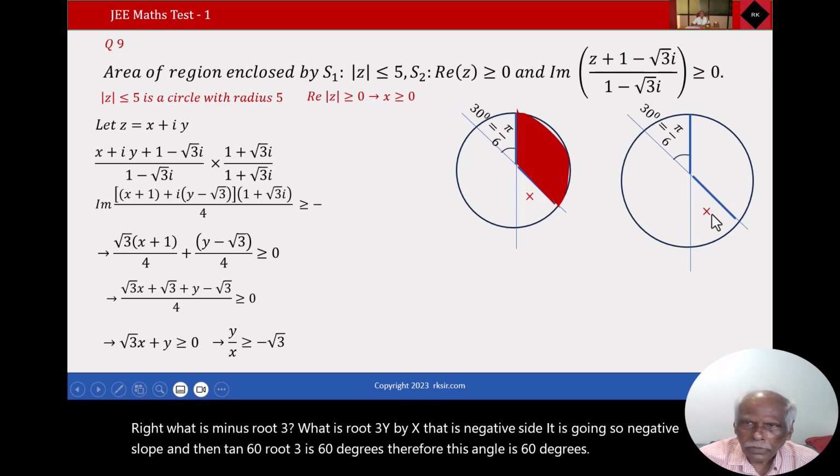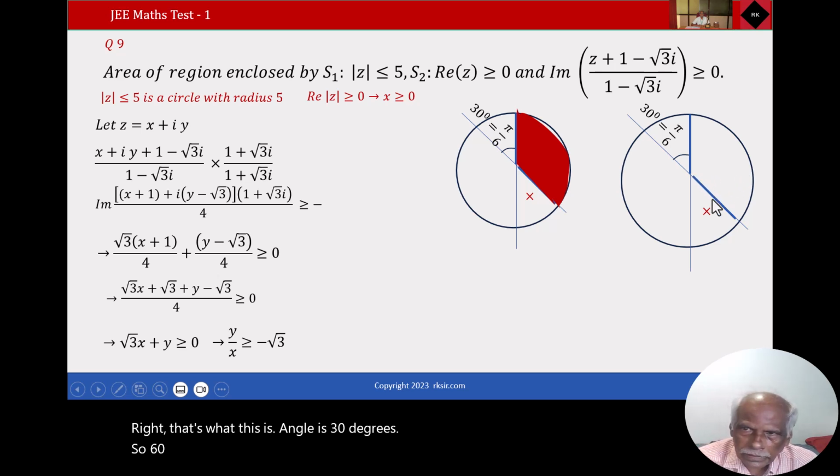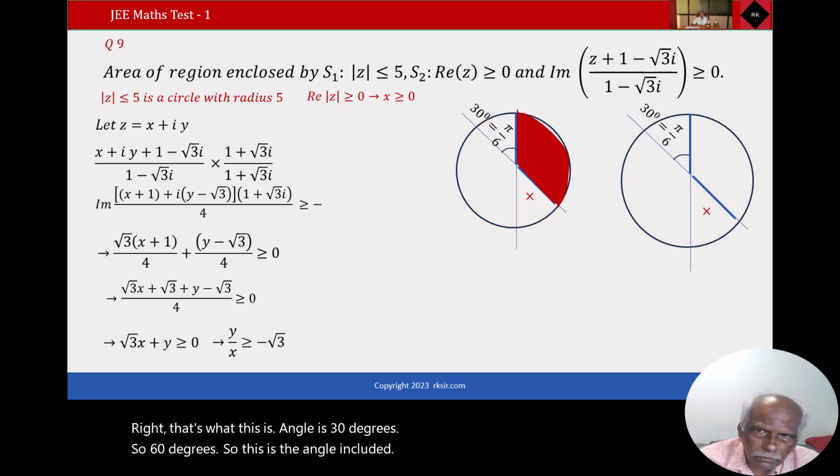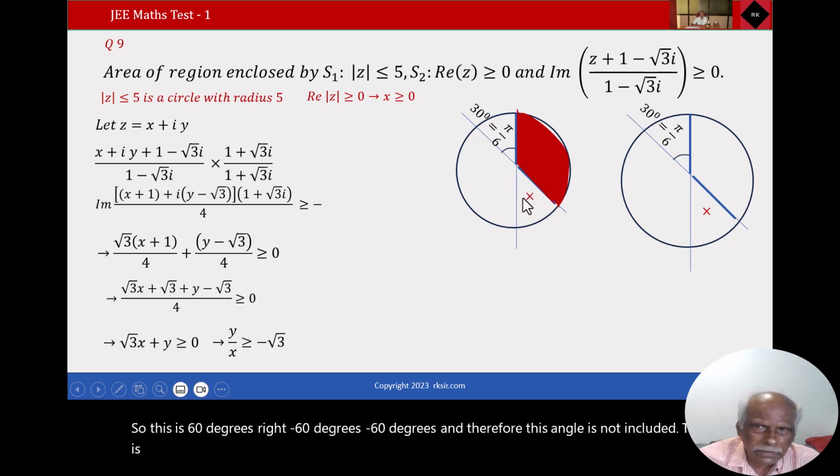Therefore, this angle is 30 degrees. So 60 degrees, this is the angle included. So this is 60 degrees, minus 60 degrees. And therefore, this angle is not included. This is 90 minus 60, which is 30 degrees. Clear?